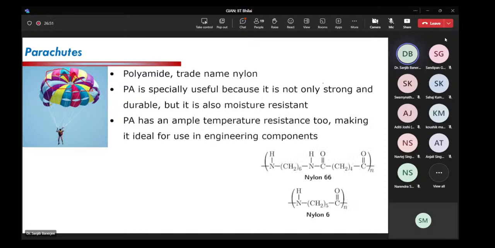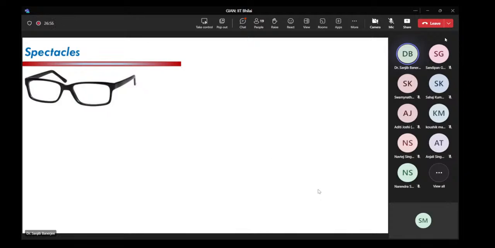Okay. Next image is a spectacle. And my same question is, what kind of property should this part of the spectacle have? Where is the pointer? Okay, here. Consider this spectacle lens, this is not made of glass, right? This is made of a plastic material. So what kind of property should this plastic material have? Can you name this property? You have 2 minutes again to answer.